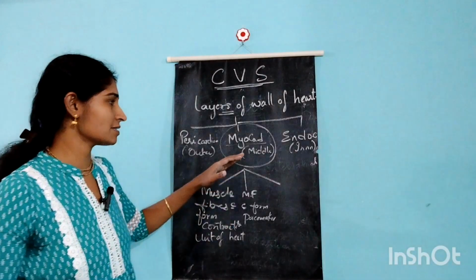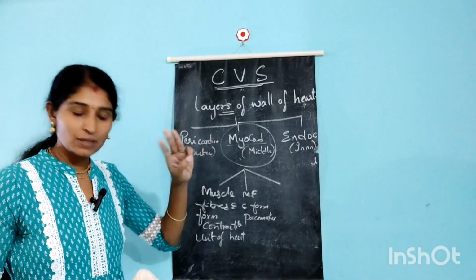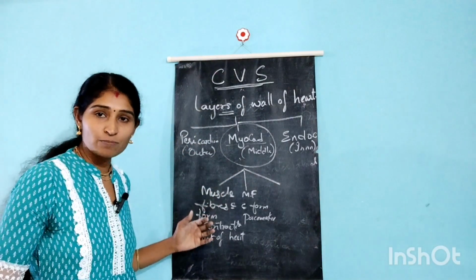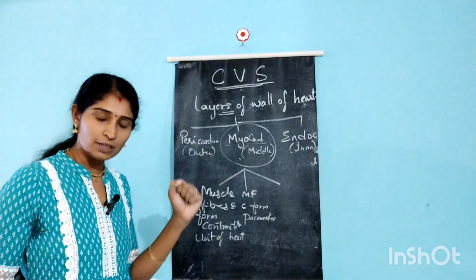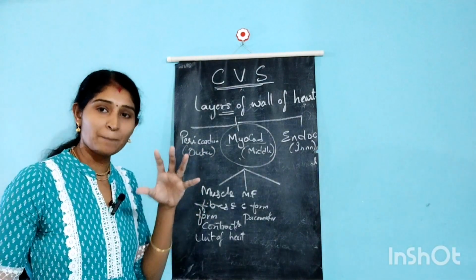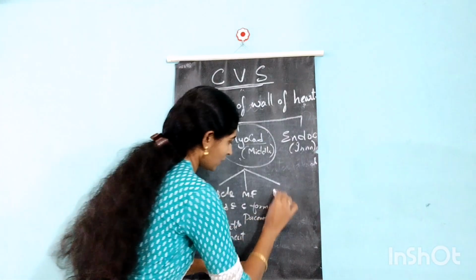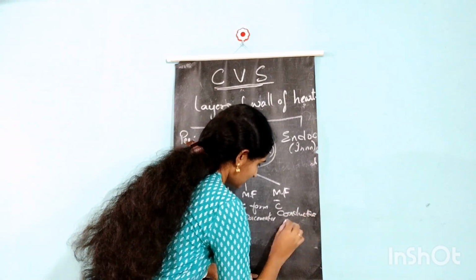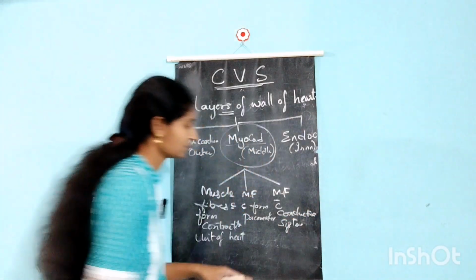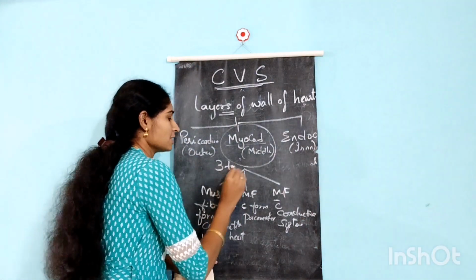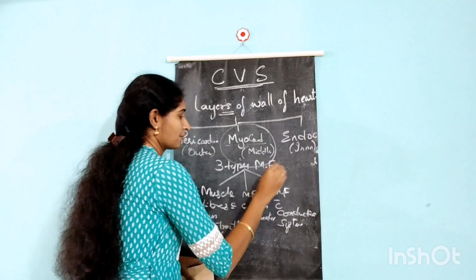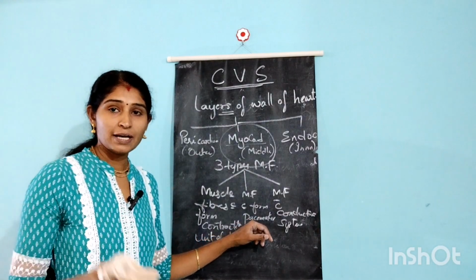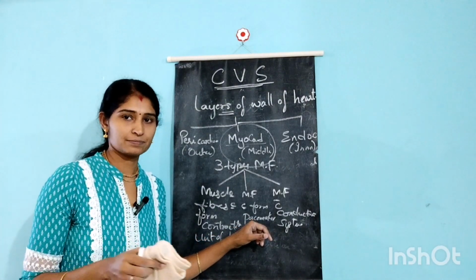So here you just need to understand this myocardium is divided into three types of muscle fibers. The muscle fibers which form the contractile unit of the heart, then the muscle fiber which forms the pacemaker, then the last one is muscle fiber which forms the conductive system. So three types of muscle fibers are in myocardium. Clear till here? And this pacemaker, what does it do? It produces impulse for a heartbeat.